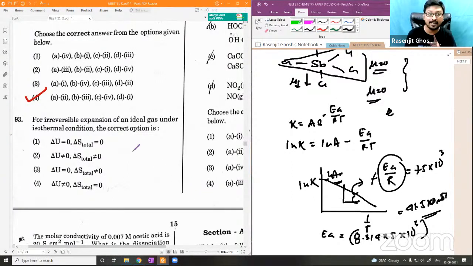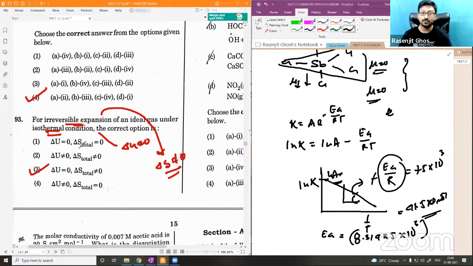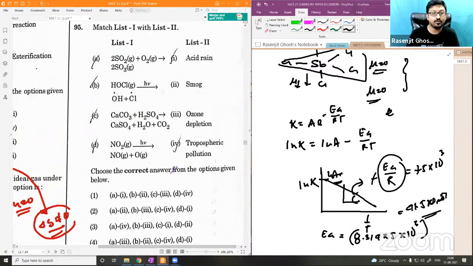So which one will be the correct answer? For isothermal condition, my delta U should be 0. And for the irreversible expansion condition, my delta S will be not equal to 0. So the correct answer will be option number 3, because this is the condition for an isothermal process, and delta S for irreversible is basically one of the statements which is formed from the second law of thermodynamics. Next question.